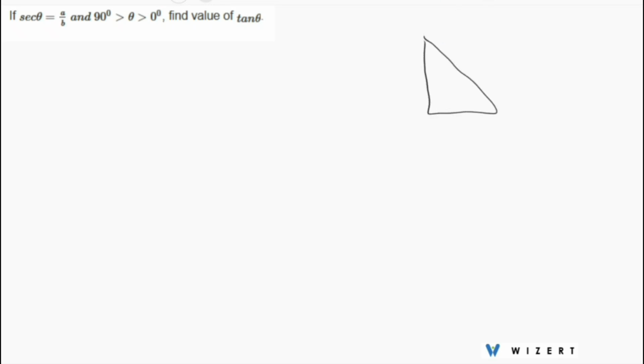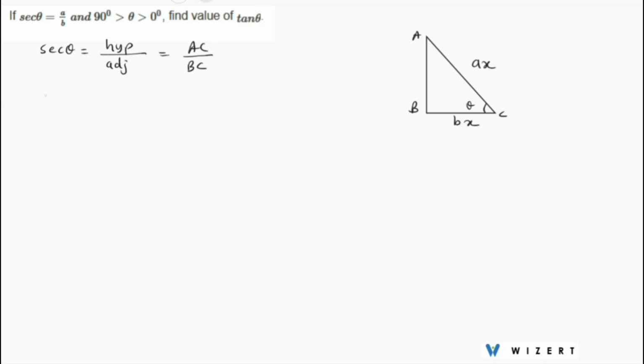This is the diagram. Let's see, this is right angle triangle ABC, right angled at B. Let this be theta. So according to the diagram, sec theta is equal to hypotenuse divided by adjacent, and in this case it will be AC divided by BC. So we can say that AC is aX and BC is bX.